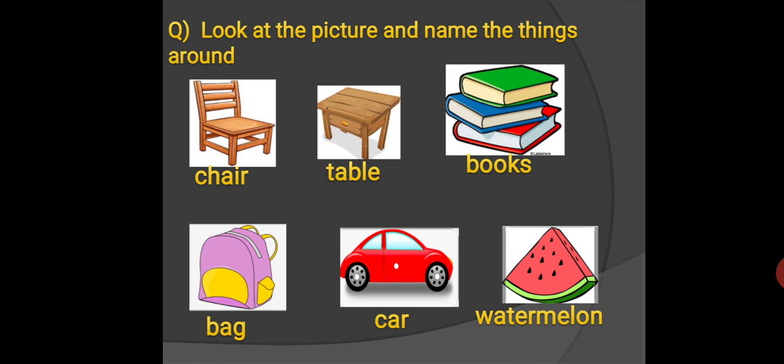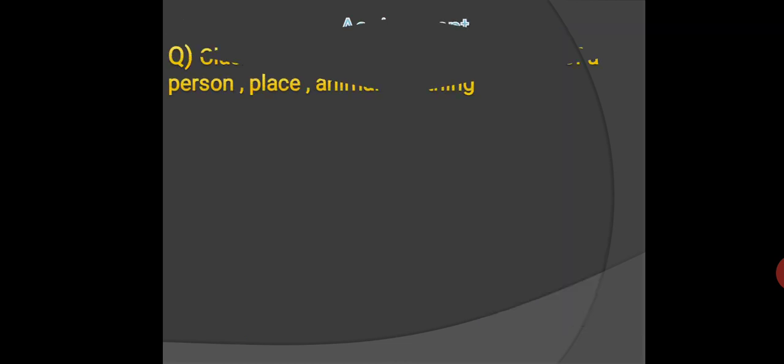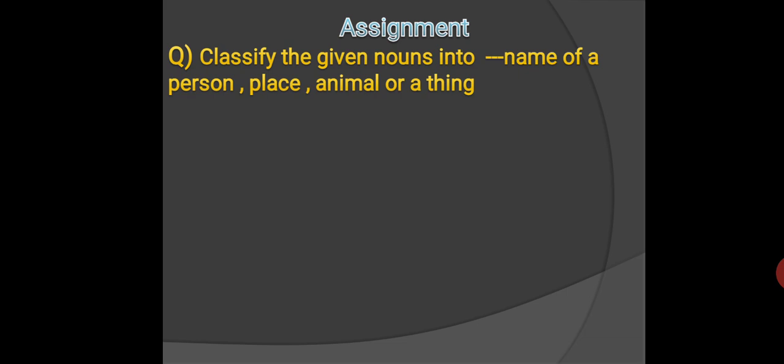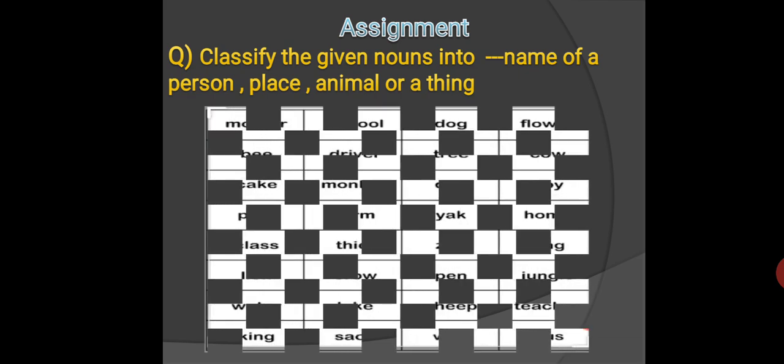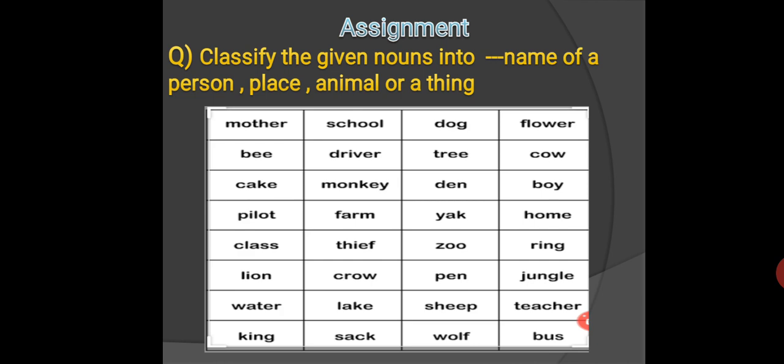Now I'm going to give you an assignment to solve. You can see on the slide there is a question for you. Are you ready to solve the assignment? That is very easy. That's not difficult too. Classify the given nouns into names of a person, place, animal, or a thing. Now let's see which different words are given in the table. Here is one table for you. In this table there are a couple of words given. Let us read the words once.